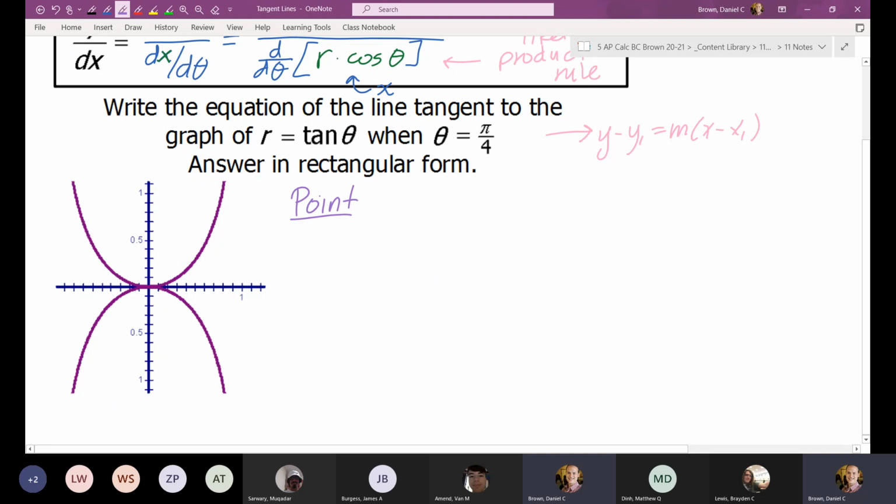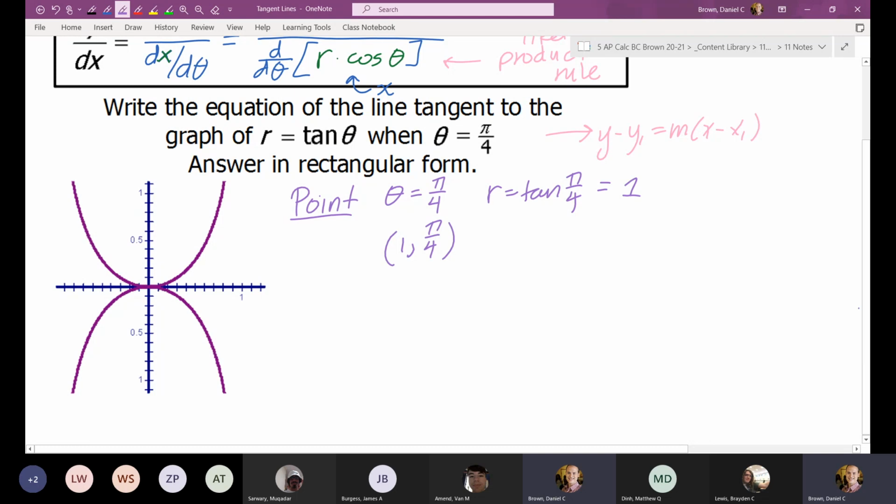Well, we want to find this tangent line when theta is equal to pi over 4. How do I find the r that goes with that pi over 4? Yep, just plug it in. So what is the r? R is equal to the tangent. Try to choose one that's a little bit easier. Tangent of pi over 4 is just 1. So what's the coordinate of the point of tangency? R, comma, theta. That is your point.